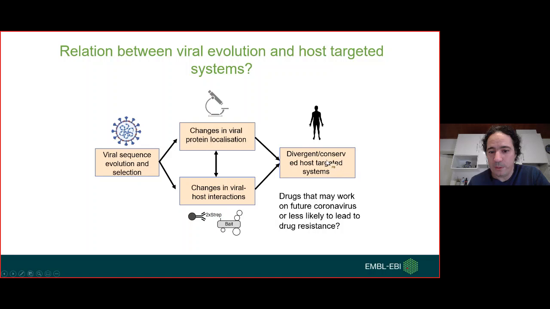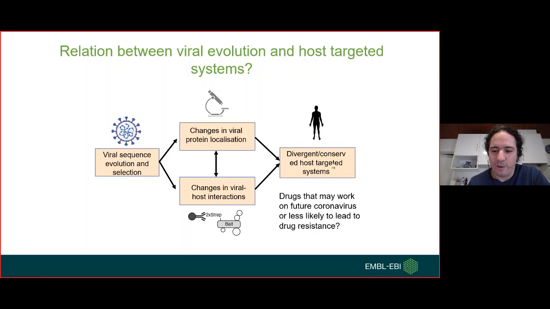And differences or conservation would allow you to say which drugs were more likely to be useful for future coronaviruses of the same clade. This could also be helpful to identify drugs that are less likely to cause resistance, because those would be harder for the virus to diverge away from.